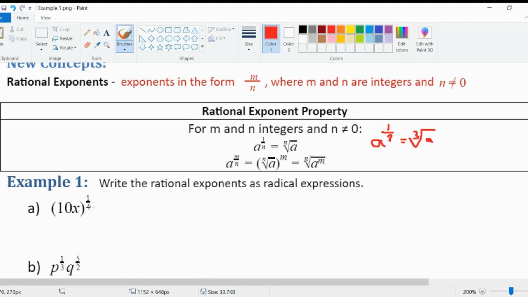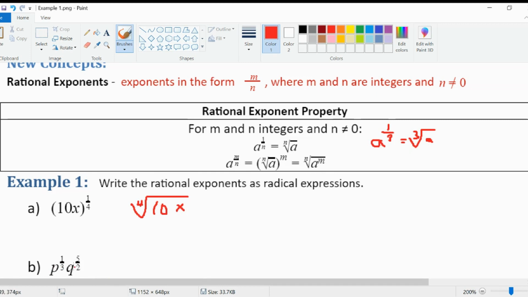So I'm really focused on the denominator, because the denominator is going to tell me which type of root I am taking. So here I have a 4, so this means I'm going to be dealing with a 4th root. And my fractional exponent has a 1 in the numerator, so that means the 10 and the x are both being raised to the first power, which I don't need to write. But this would just be the 4th root of 10x. So there it is in radical form.